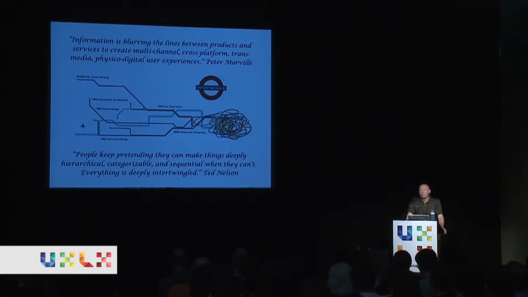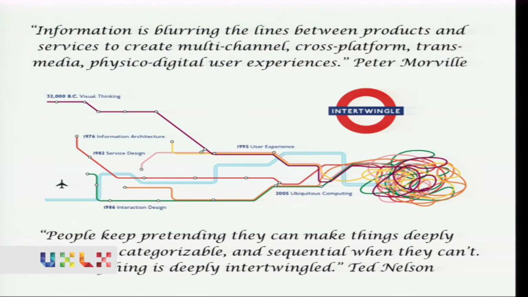Now, it became obvious to me a few years ago that information architecture was going well beyond websites, and so I wrote an article called Ubiquitous Service Design. And I pointed out what I like to call the intertwingularity, drawing upon Ted Nelson's quote. People keep pretending they can make things deeply hierarchical, categorizable, and sequential when they can't. Everything is deeply intertwingled. Well, what's going on right now is the intertwingling of all of our disciplines: information architecture, interaction design, service design, user experience design.